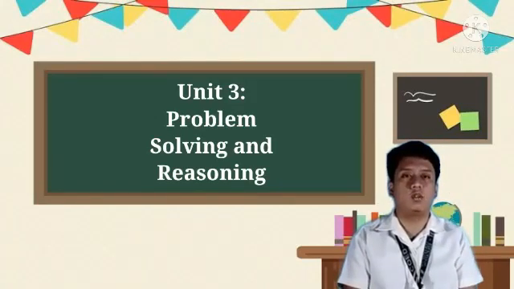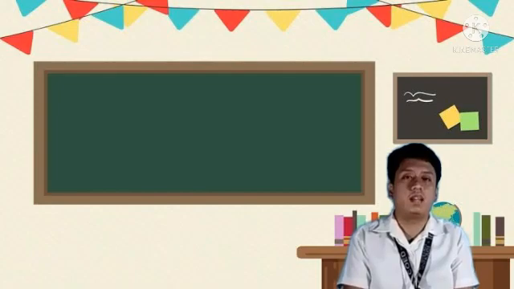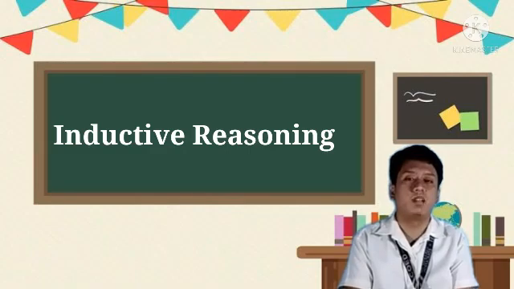The different ways to solve problems that we tackled in the past unit are the inductive reasoning, deductive reasoning, and Polya's strategy in solving a problem. The inductive reasoning. It is the type of reasoning that comes up to a conclusion by examining specific examples. A conclusion that is made by applying inductive reasoning is called a conjecture. Conjectures may or may not be correct. In this way of solving, addition is always used.